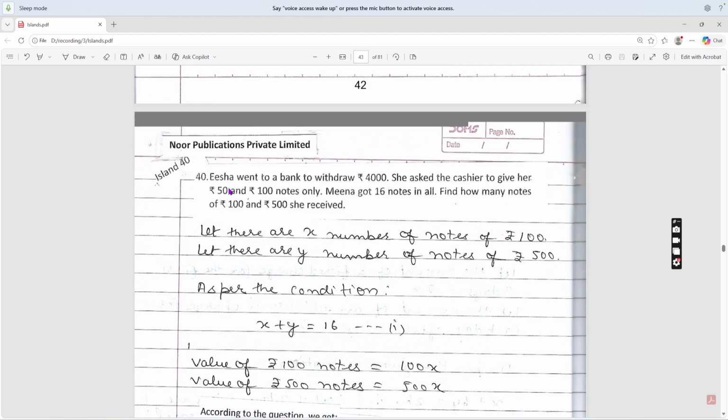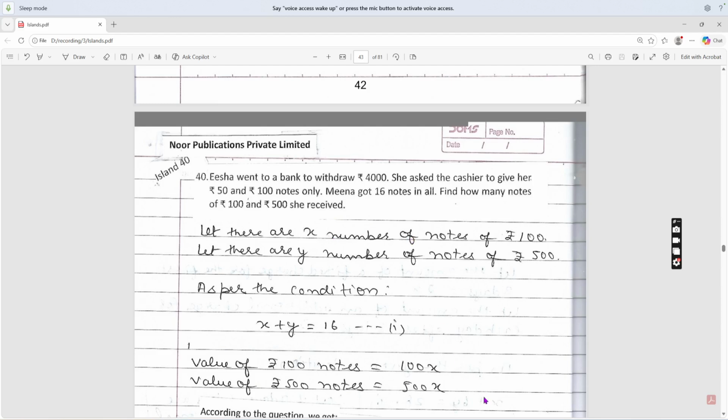Okay, next. Isha went to a bank to withdraw rupees 4,000. She asked the cashier to give her rupees 500 and rupees 100 notes only. Again, it is the same genre. x plus y is equal to 16 because there are 16 notes in total. And here, what is x? x is the number of notes of rupees 100, I mean to say. And what is y? y is the number of notes of rupees 500.